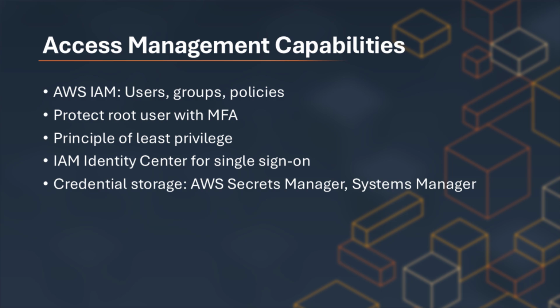Enable multi-factor authentication, MFA, to add a second layer, like a phone app code. AWS IAM Identity Center provides single sign-on, letting users log in once for multiple accounts. For credentials, AWS Secrets Manager stores sensitive data, like database passwords, and AWS Systems Manager Parameter Store handles configuration data, like API keys. A scenario: a company uses Secrets Manager to securely share database credentials among developers.